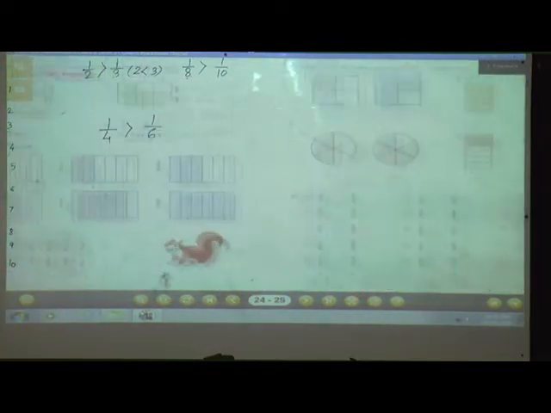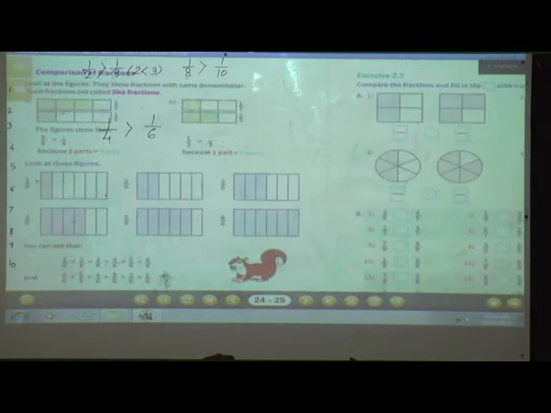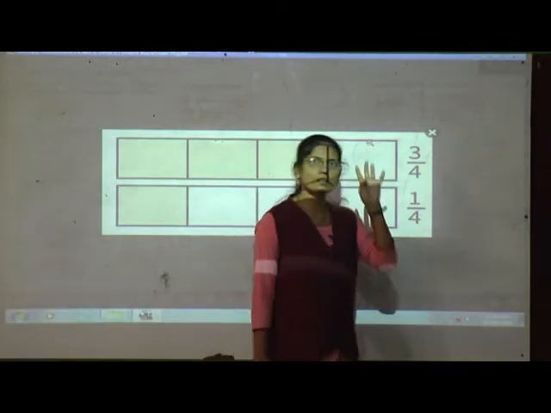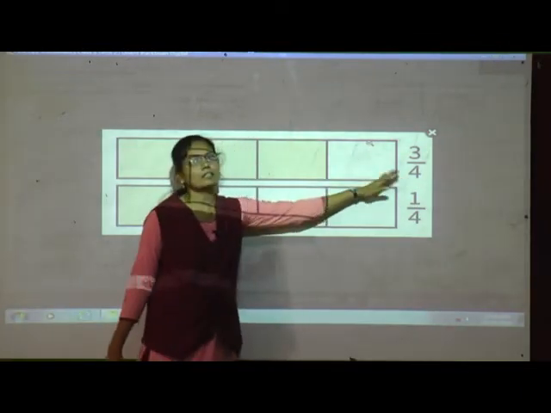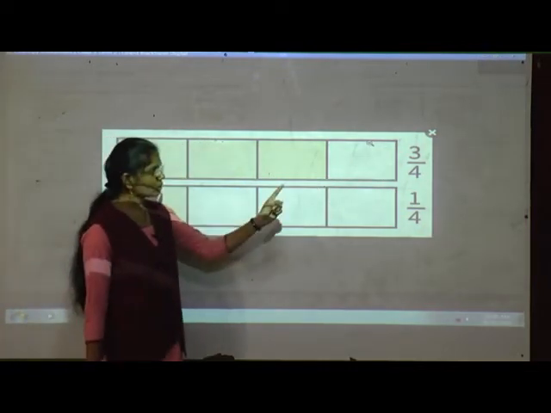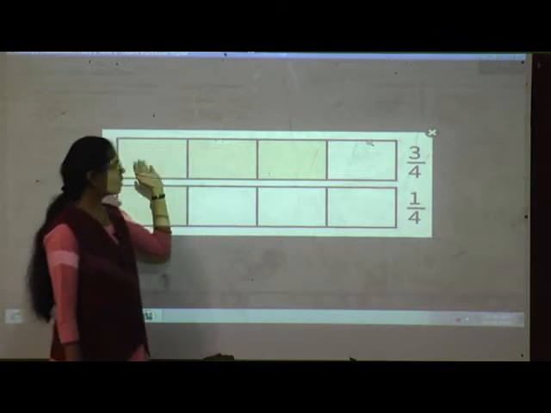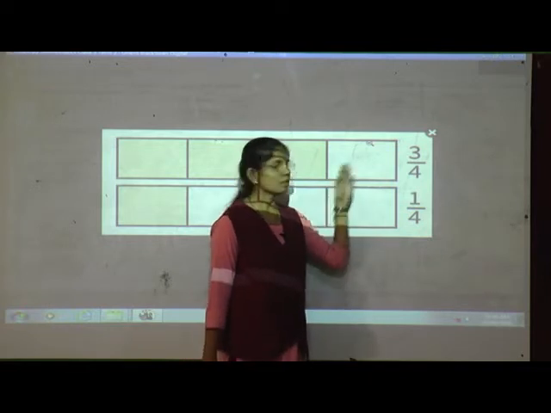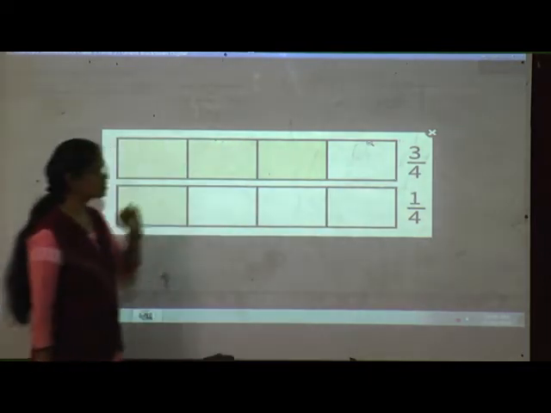So turn the page and look at the board here. See here, comparison of fractions. Now we will see how to compare fractions. Now see this first example, can you see this? In the first one, this whole is divided into how many parts? 1, 2, 3, 4. This whole is divided into 4 equal parts. So here we can write 4 at the denominator place. Now out of that 4 parts, how many parts are shaded? 1, 2, 3. 3 parts are shaded. So what is the fraction of this? 3 by 4.